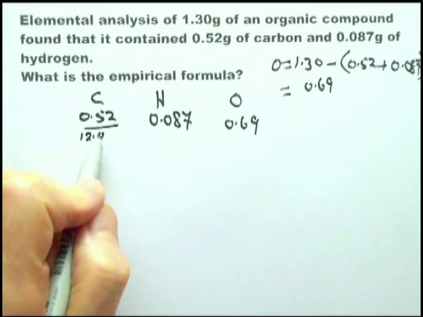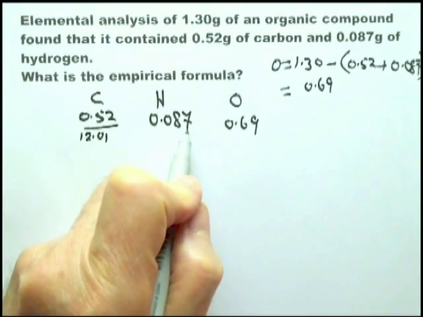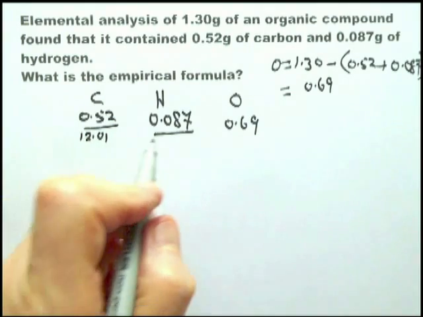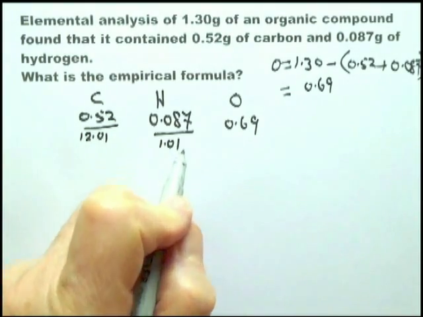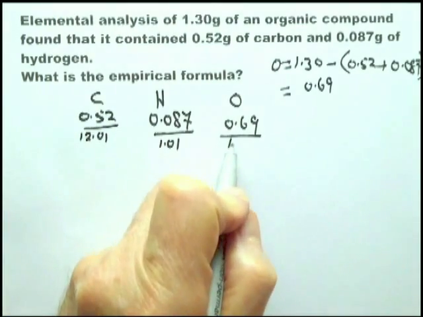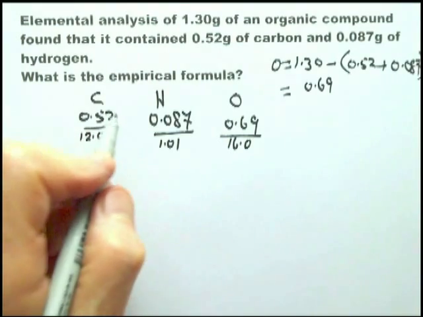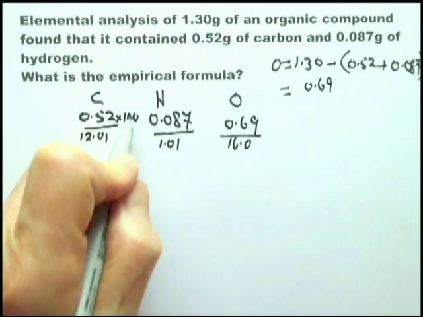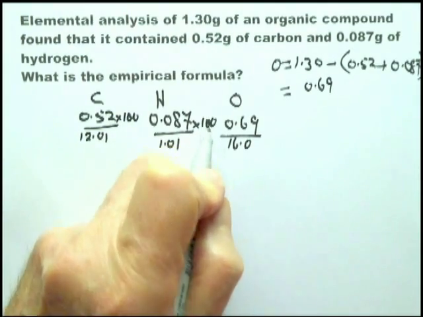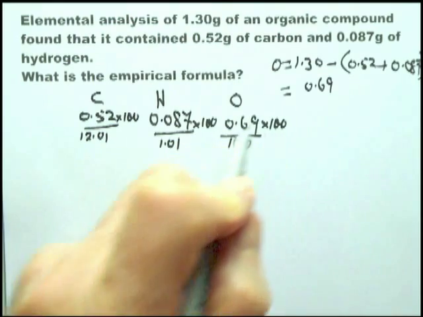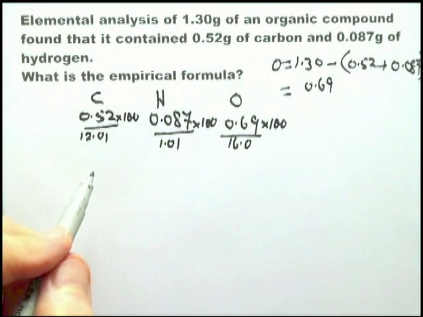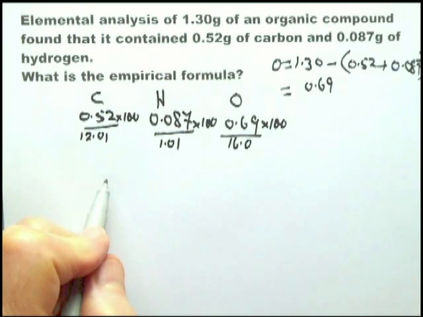You divide by 12.01, the atomic mass of carbon, 1.01, the atomic mass of hydrogen, and 16, the atomic mass of oxygen. For convenience, I'm going to multiply that by 100. I'll multiply that by 100 and then multiply that by 100. Now you may decide you don't need to do that. That's your choice. But I'm going to do that because I find looking at the ratios is so much easier when they are numbers rather than small decimals.